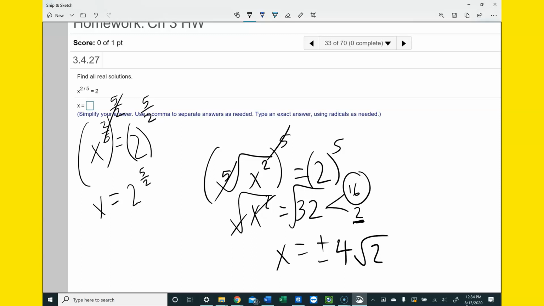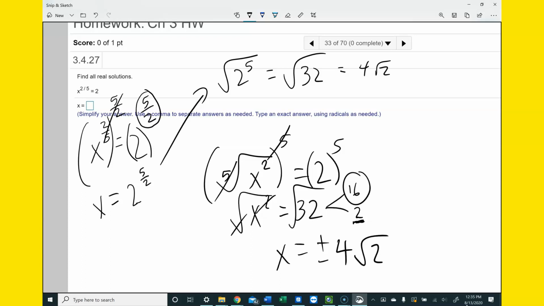Okay, and if you just remember that this means the square root of 2 to the 5th, then it's the square root of 32, and you break it down like we did before, 4 root 2. But you do have to keep in mind that if you raise the other side to a power that has an even number on the bottom, that's just the same thing as taking an even numbered radical of that side. And anytime you take an even numbered radical, you got to put plus or minus.